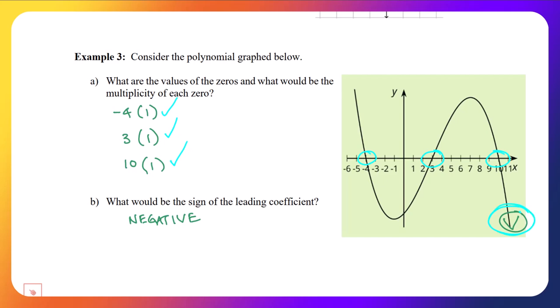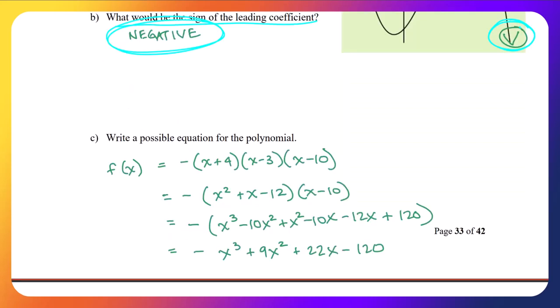And since the right hand goes down, the sign of the leading coefficient should be negative. So, to write this out, the -4 gives us x plus 4, the 3 gives us x minus 3, and the 10 gives us x minus 10 for the factors that they came from. But if I were to multiply that out, I would get x cubed blah blah. To make the right hand go down, I must also provide this negative sign. So that would be negative x cubed blah blah.